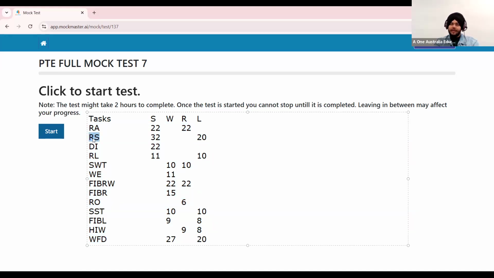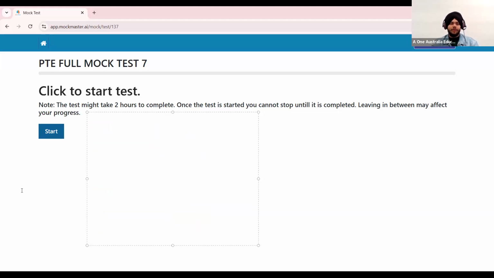Repeat sentence, you need to practice more. Essay, fill in the blanks reading and writing, SST, fill in the blanks listening, and write from dictation. These are the tasks that are a bit difficult and that you need to practice a little bit more. Now that you have this here, if you want, you can take a screenshot right now after pausing the video. But we are going to erase this now and let's start with our mock test.